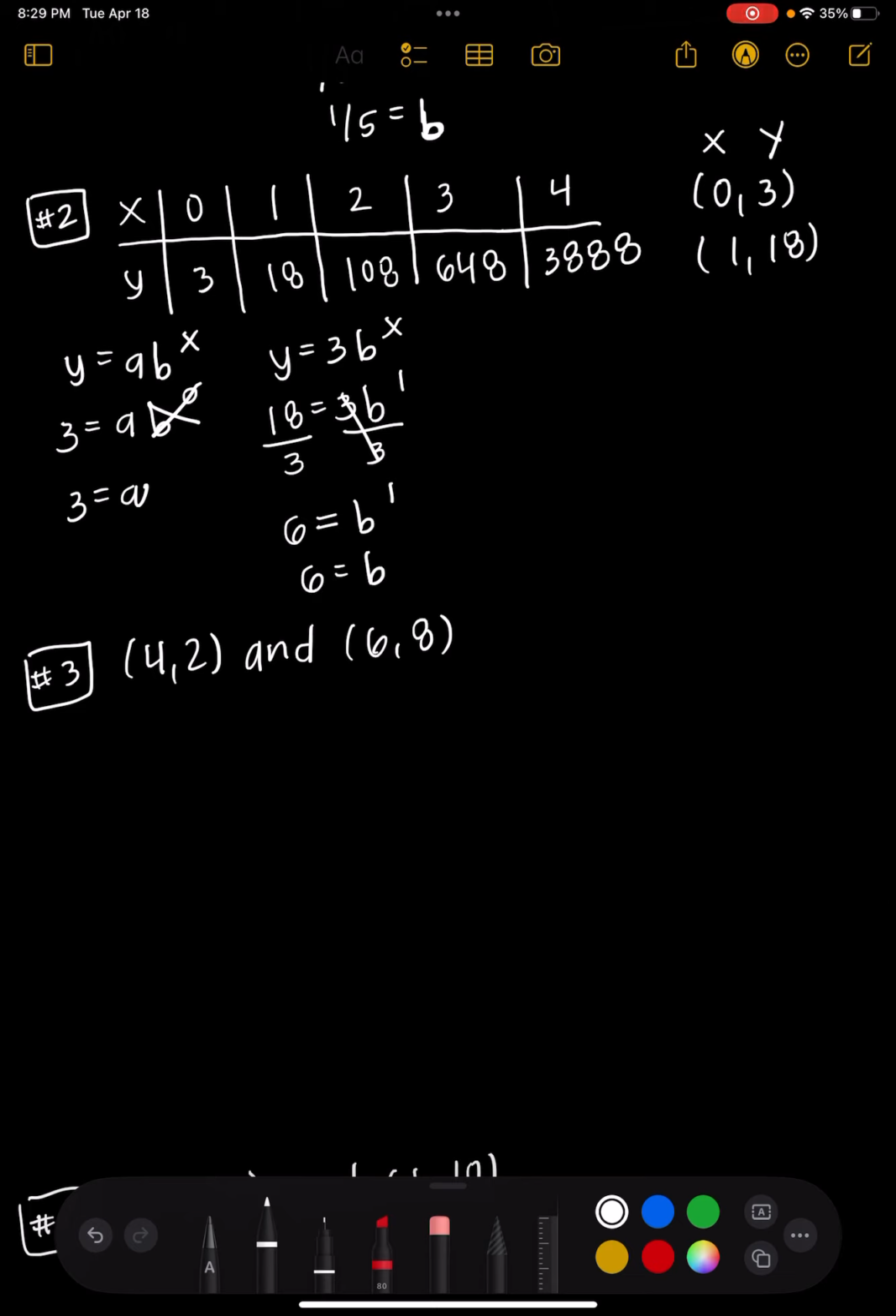All right, now we have a and b, which means we should be able to write our equation. We're going to have y is equal to a, which is 3, times b, which is 6, to the power of x. And this is my final answer.